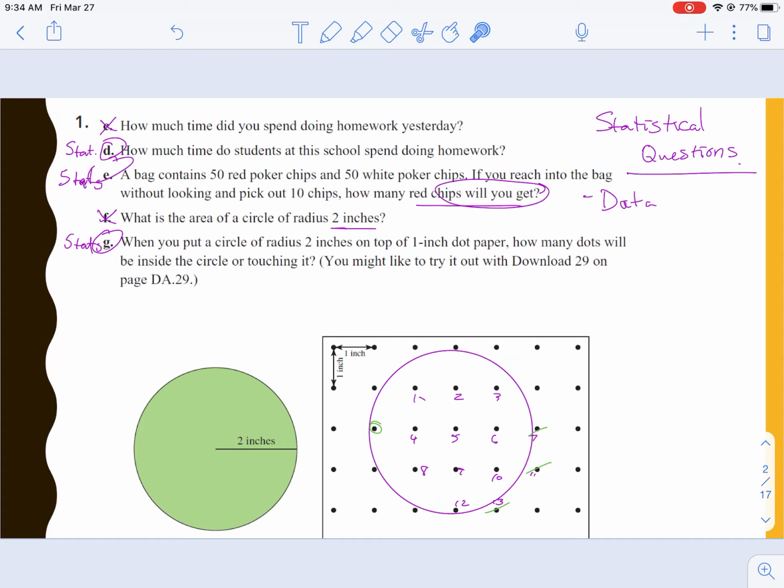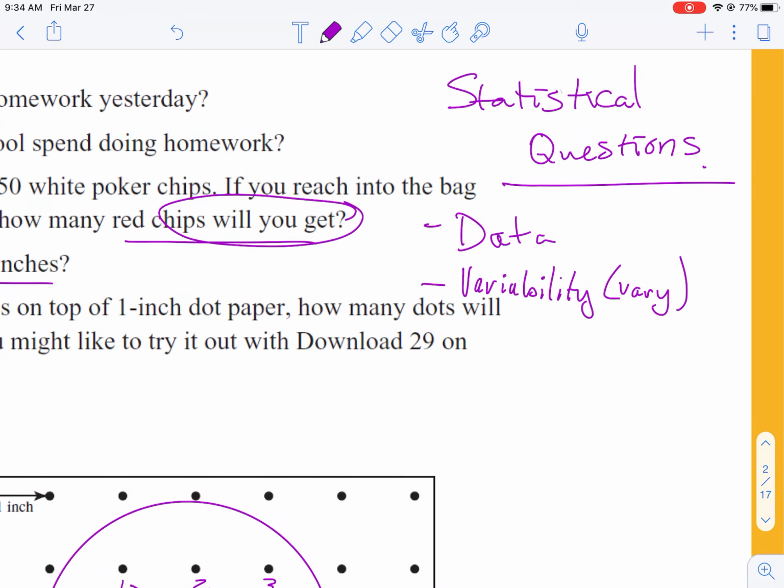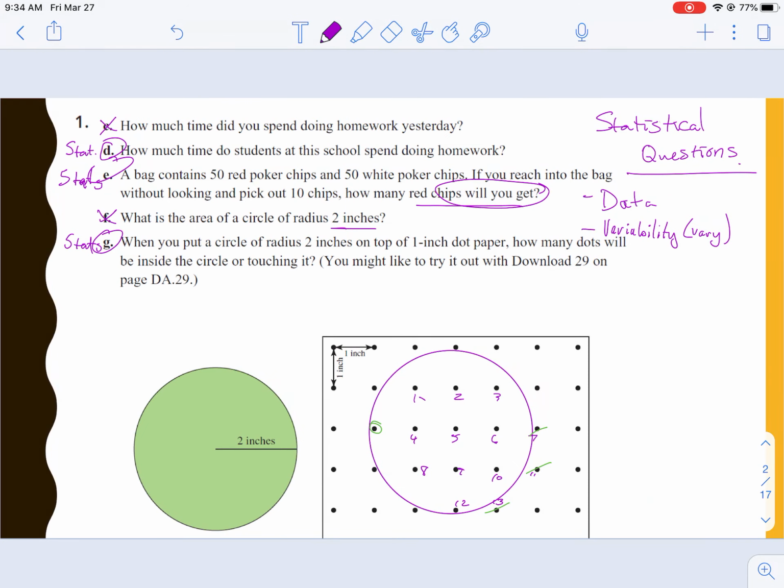Now, there might be some ways like in E and F that you're able to do some mathematical calculations to come up with an estimation, but they could be answered using data. And the other thing is you'll see in the answers, there's a lot of variability. Things vary in these situations. So the answer to this question, how much time do students at this school spend doing homework, will be different today than it was yesterday.